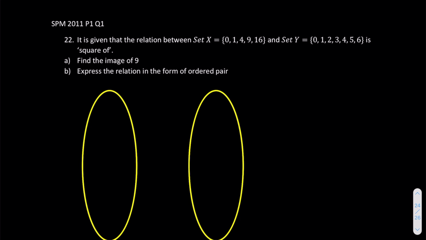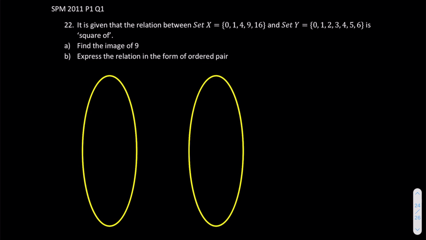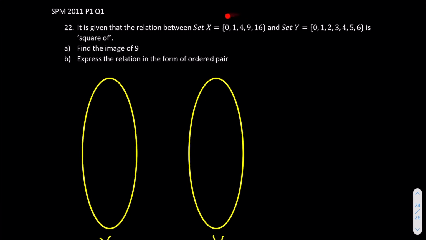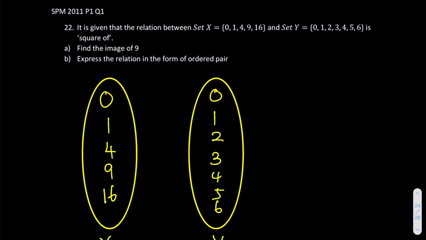So set x and y. Let's say this is what we have for x, and this is y. And set x, what do we have? 0, 1, 4, 9, and 16. And set y is 0, 1, 2, 3, 4, 5, and 6. So if we write down like this, 0, 1, 4, 9, and 16, and this is 0, 1, 2, 3, 4, 5, and 6. But the relation is square of. So it means that the function is the square of.